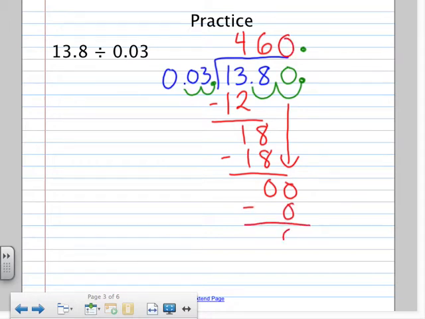And at the very end there, don't forget to add that 0. It's not 46. You need to go all the way to that decimal point. So this answer is 460.